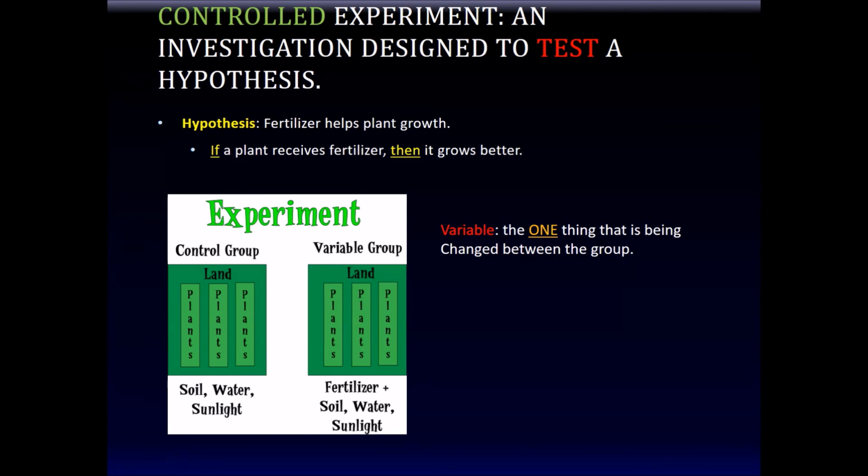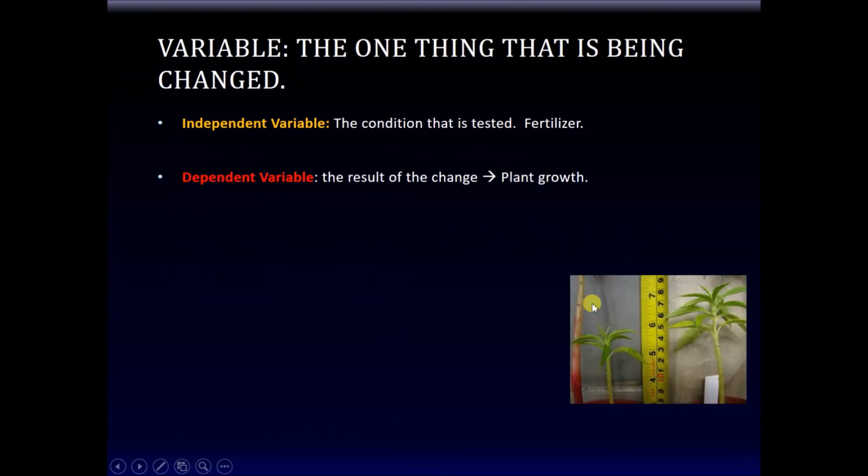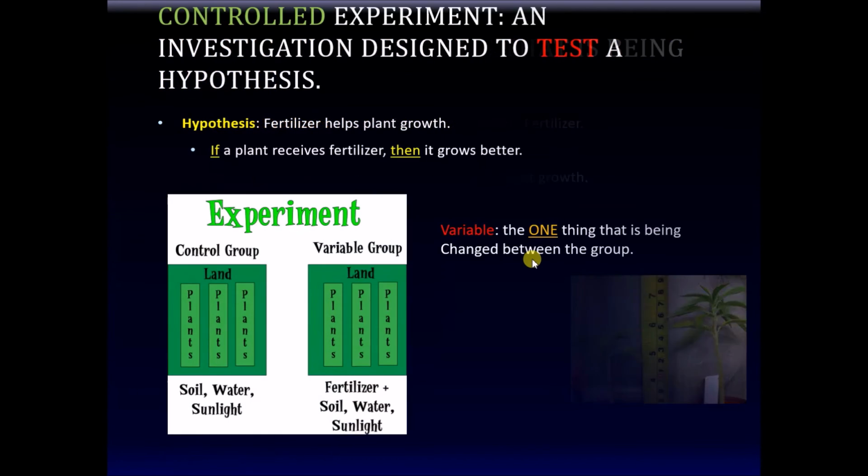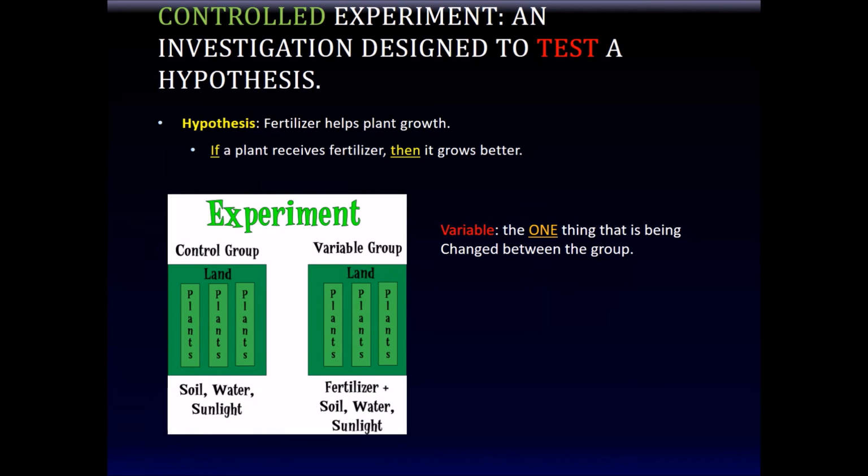It's always very good to place your hypothesis in a... What kind of statement is this? If, then... What is it? Conditional statement. Good job. I'm going to give you 3,000 extra credit points for that. A conditional statement is an if-then statement, because it helps you think properly. The same thing, fertilizer helps plant growth, can be restated like this: if a plant receives fertilizer, then it grows better. You understand? That's a conditional statement.